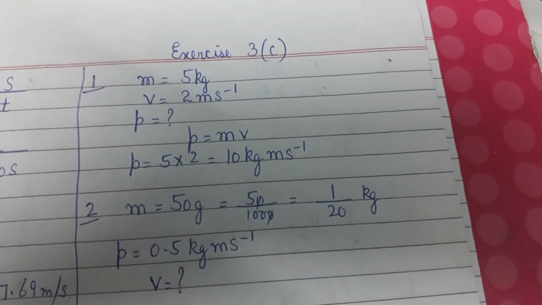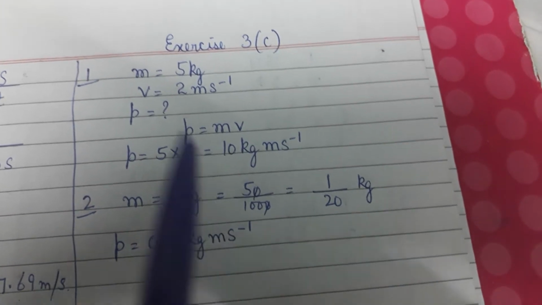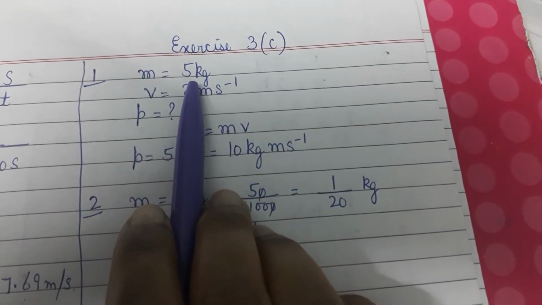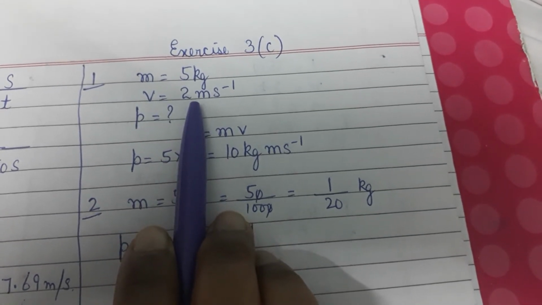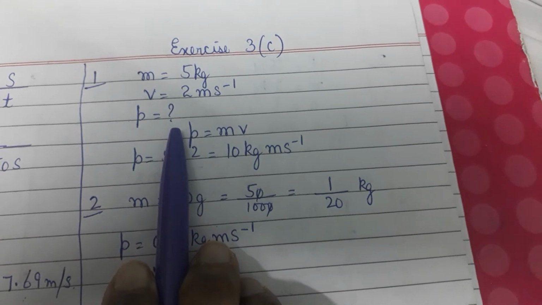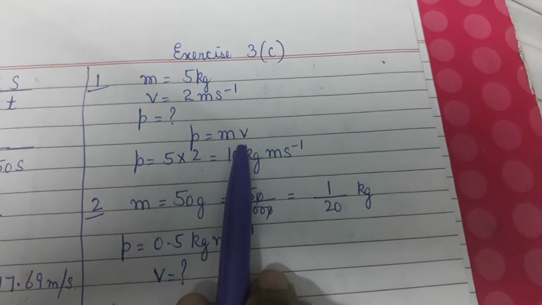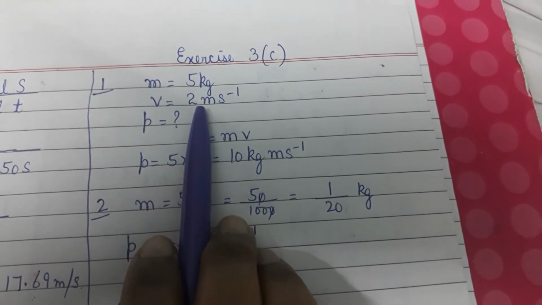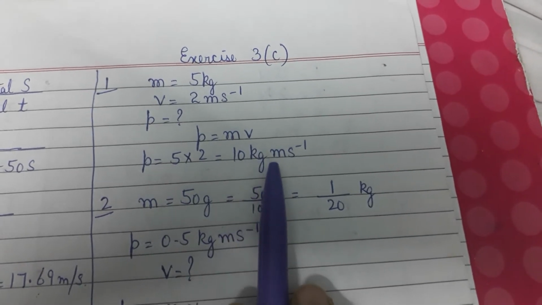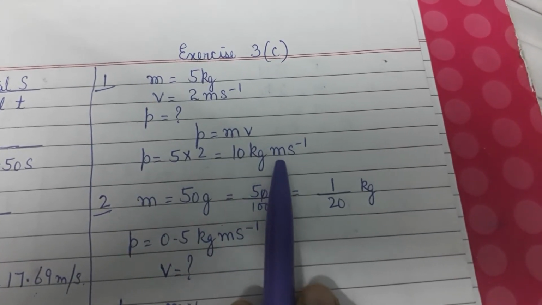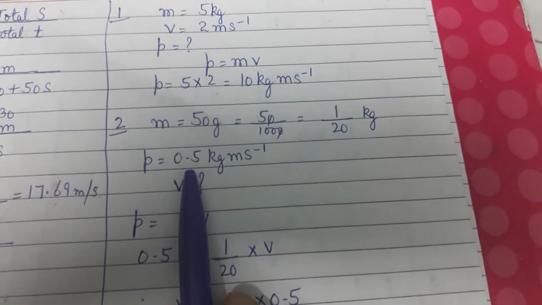Children, I'll read out the first numerical of exercise 3C. A body of mass 5 kg, right? The mass is 5 kg. It is moving with the velocity of 2 meters per second. You need to find out the momentum, linear momentum. Children, the formula for linear momentum is mass into velocity. We have both the values with us. Simply multiply and the answer is 10 kg meter per second. This is the SI unit for momentum, right? Very simple. Move on to the next question.